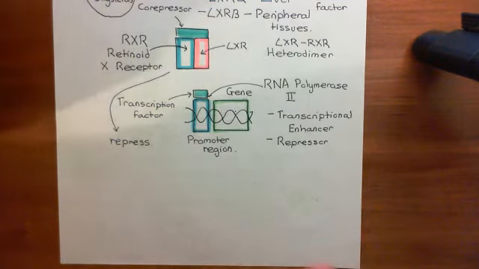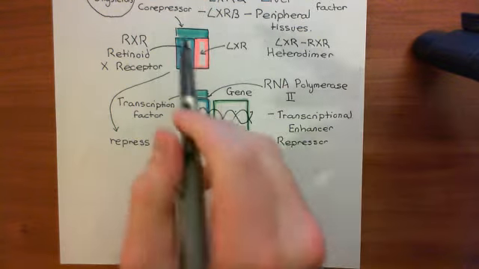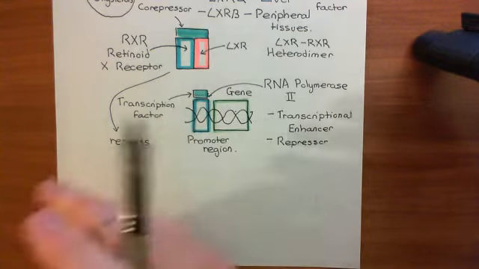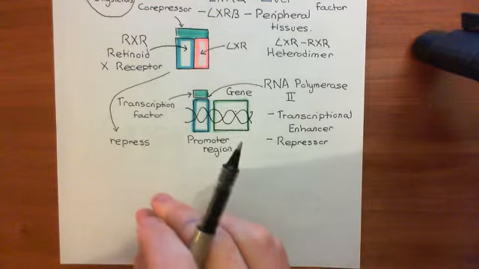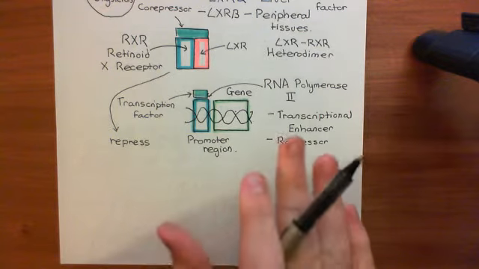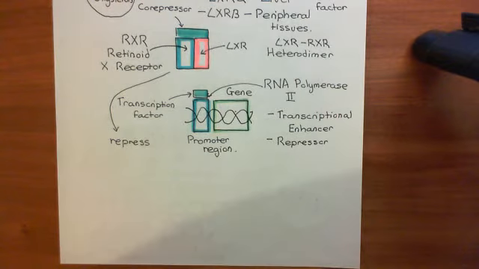Okay, so when there are neither ligands for retinoid X receptor or the liver X receptor present, then a corepressor will bind to the liver X receptor, retinoid X receptor heterodimer, and this will then go and repress the transcription of a whole bunch of genes which are going to be involved in removing cholesterol from the cell, basically.